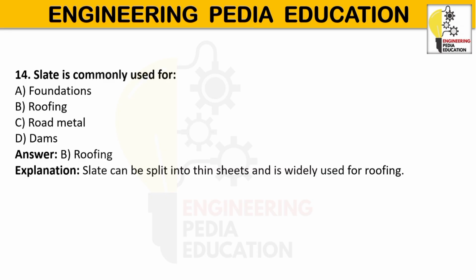Slate is a fine-grained metamorphic rock formed from shale. Its most common use is roofing. Why is slate used in roofing? Because it splits into sheets. From which rock is it formed? Shale. Shale forms slate.